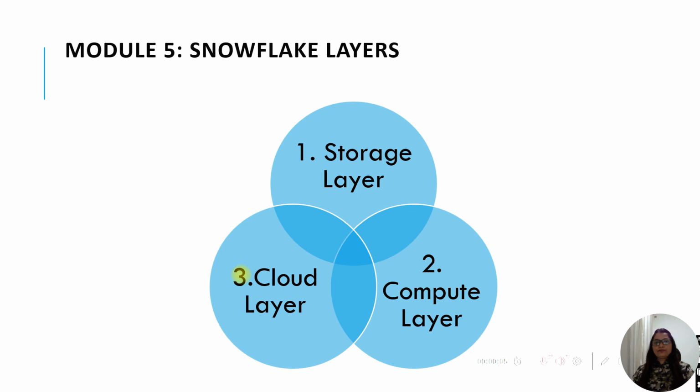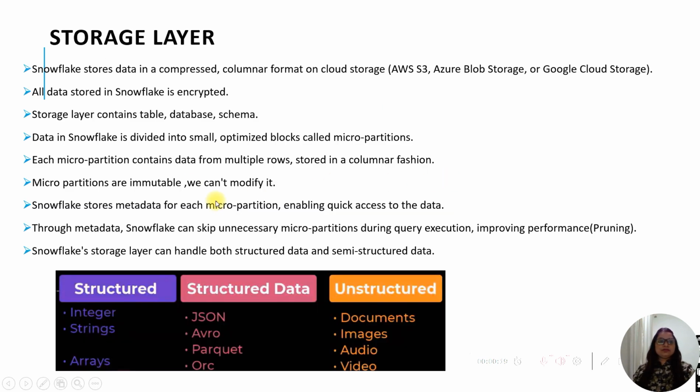In today's module, we will learn what the Snowflake layers are and how many layers there are. There are three types of layers: storage layer, compute layer and cloud layer. We will discuss the storage layer. So, let's understand what the storage layer is.